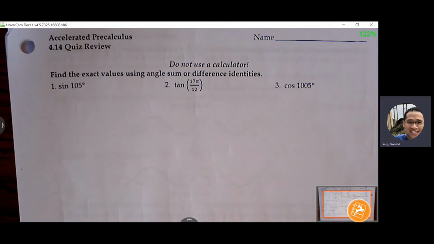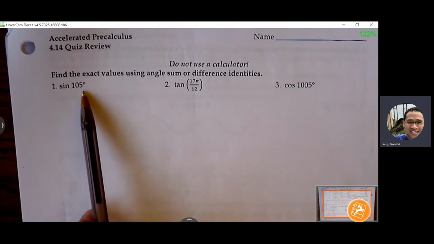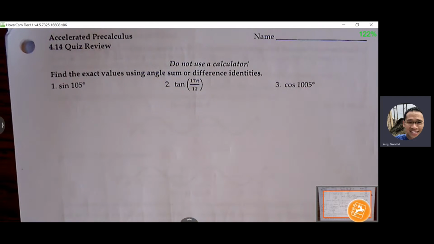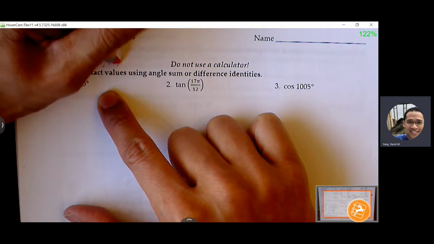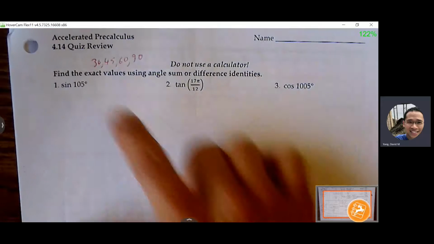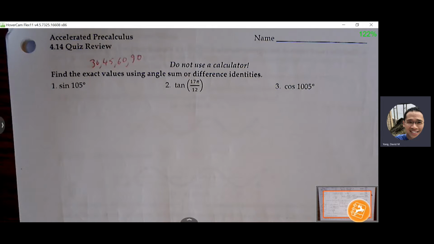It says find the exact value using angle sum or angle difference identities. If you look at 105 degrees, this is not an angle that stands out to you because it's not one of the special angles. But we want to use sum and difference to our advantage. So is there a way that I can add 2 special angles together and get to 105? Think about angles such as 30, 45, 60, 90. Can you find two of those special angles that add up to 105 that will be easy for us to pull from the unit circle? 60 and 45.